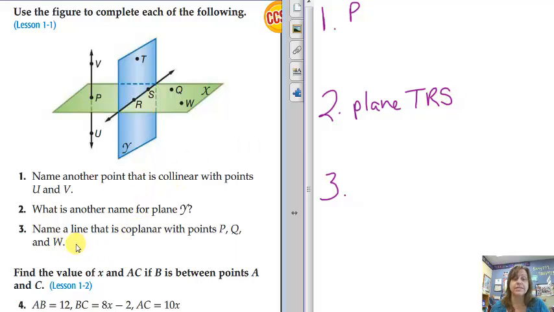Number 3 is to name a line coplanar with points P, Q, and W. Coplanar is together on the same plane. We find points P, Q, and W lying in the green plane. What's another line that's in that same plane? This line right here extends forever along with the plane, and so this line is in the same plane. Let's call that line RS. Using our line symbol, double arrow, line RS, or of course line SR.